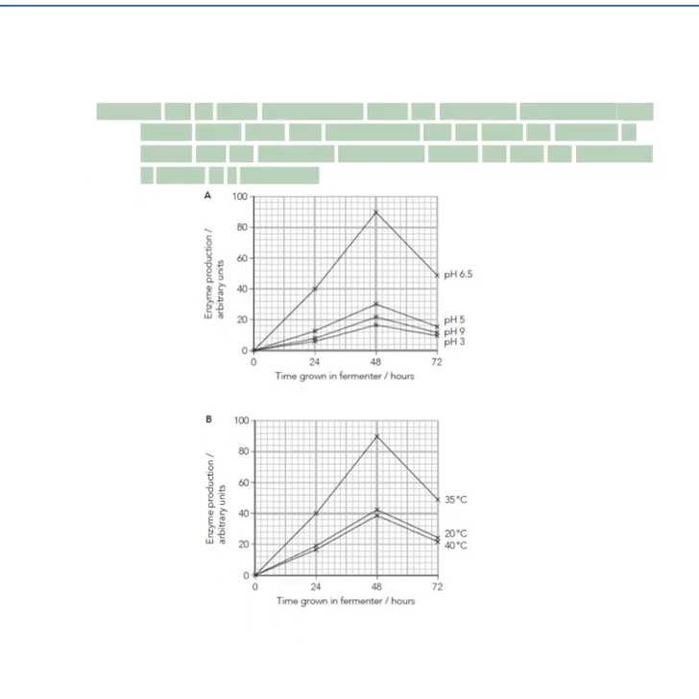C. Lactase can be made commercially using the bacterium Lactobacillus. The graphs below show how temperature and pH affect the quantity of lactase that the bacterium synthesizes during the time the bacterium is grown in a fermenter.